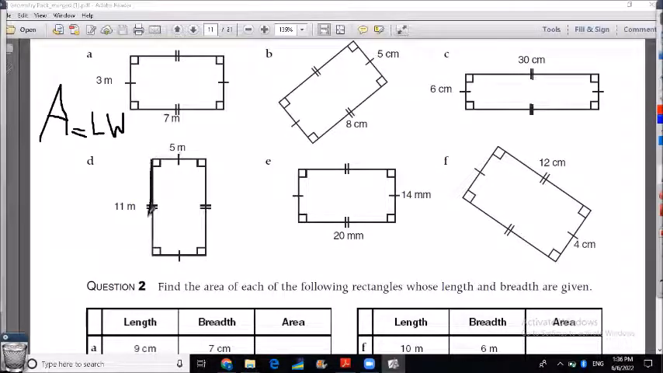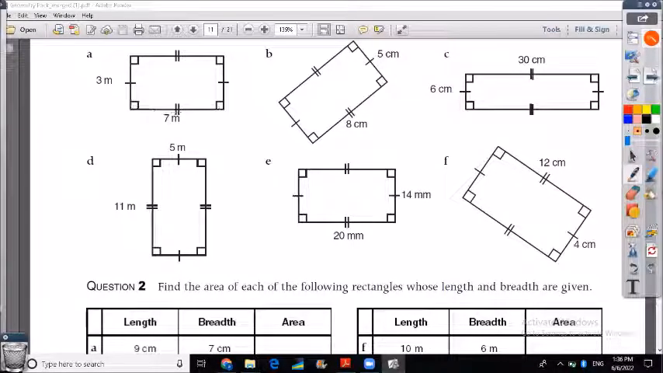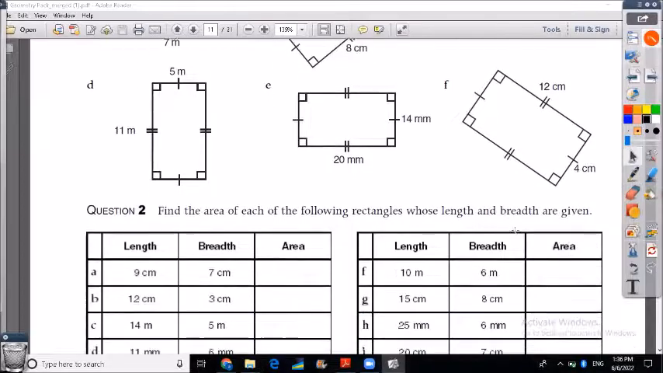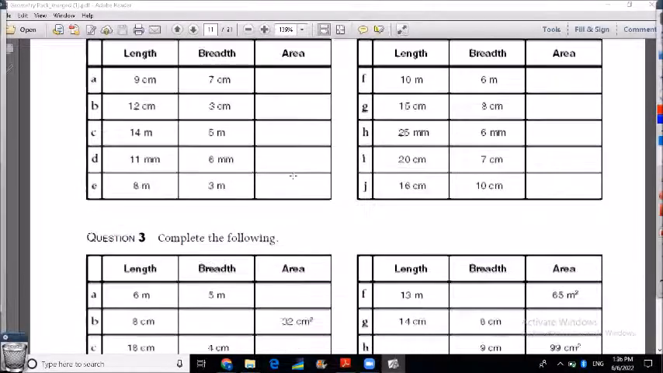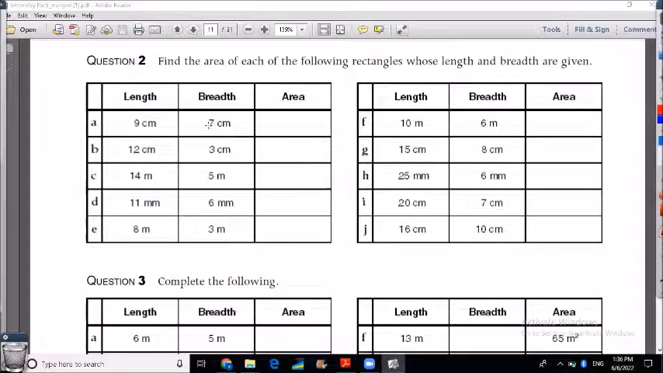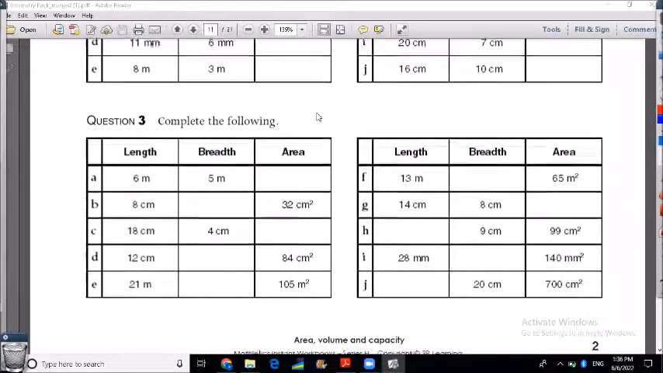Here, this is the length because it is 11, it is the long one. Here, the length is 7 because it's the long one, not the 3. So L times W here is 21 meters squared, and so on with the rest of the questions. What if one of them is missing? For example, here the length is 9 centimeters and the breadth or width is 7. I can find the area easily. Yes, it's the same. L times W gives me the area.